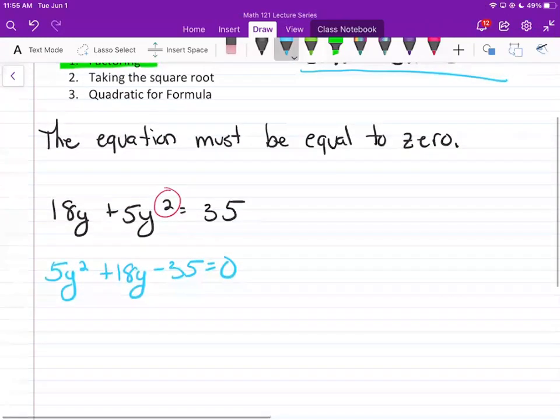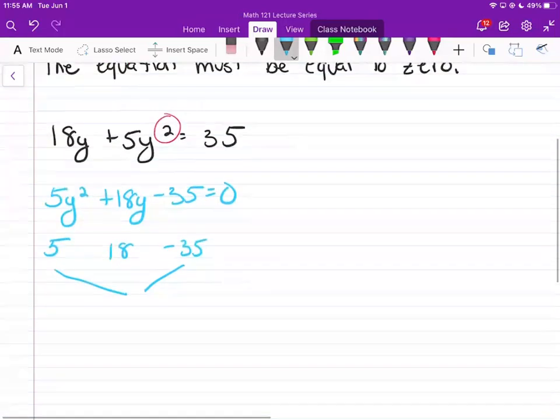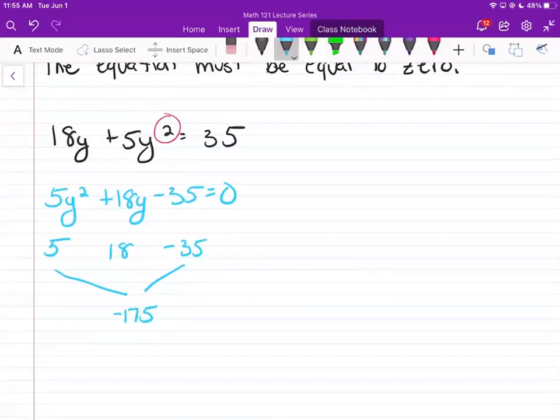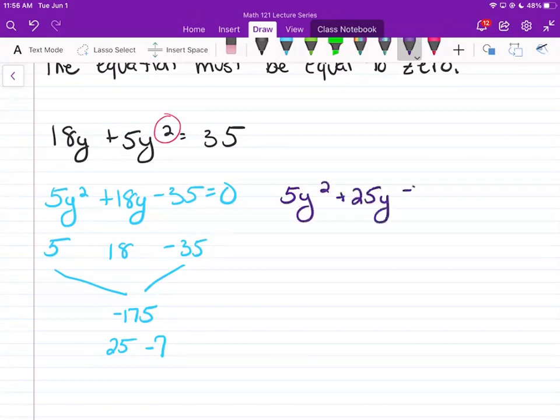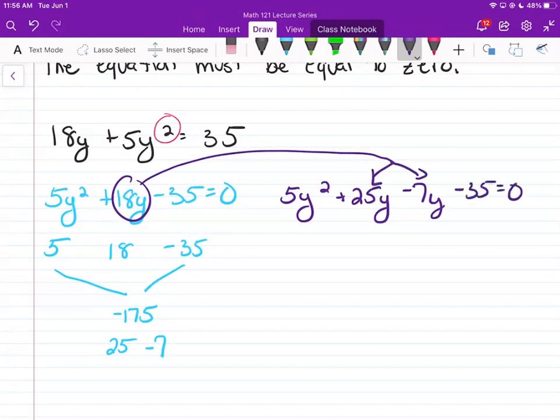Using the AC method, I have A, B, and C. I'm going to multiply A times C to give 175. And then remember, from our AC method of factoring, we are looking for the two factors of 175 that add to 18. You'll find that 25 and 7, if I make the 7 negative, equals 18. And so I can rewrite my original equation as 5y squared plus 25y minus 7y. Remember, these combine to give me the 18y minus 35 equals 0.